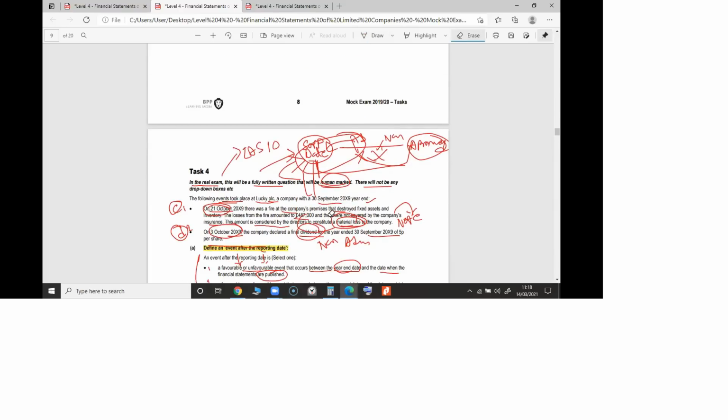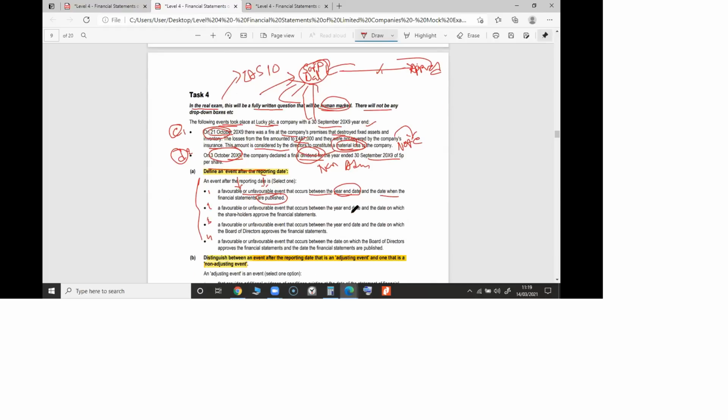Look, I'm erasing some of the items, then it will make more sense. What did I write? Oops. Can I do Control Z? No, it doesn't work with Control Z. I've written here, from the date of SOFP to the date of approval. It should be the date of approval. Now, this is being approved by whom? The directors, not the shareholders.